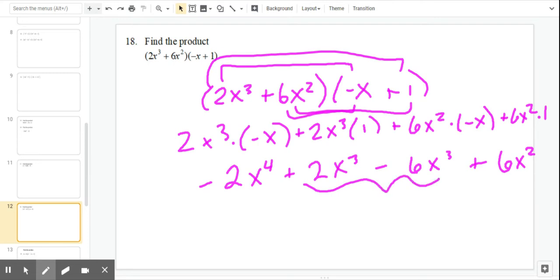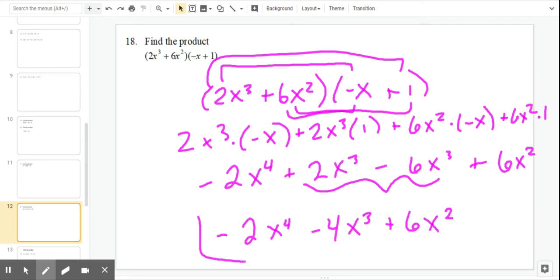So those two middle terms are both x cubed, so we can combine them. So we have negative 2x to the 4th. Add the coefficients here. So 2 plus negative 6 or 2 minus 6 is negative 4x cubed plus 6x squared.